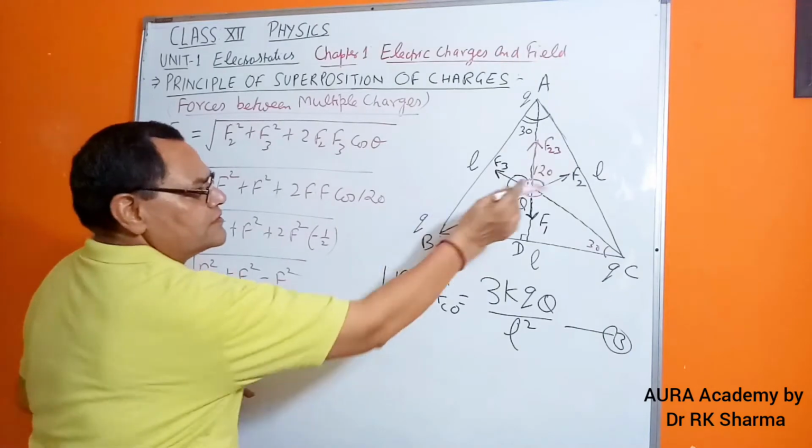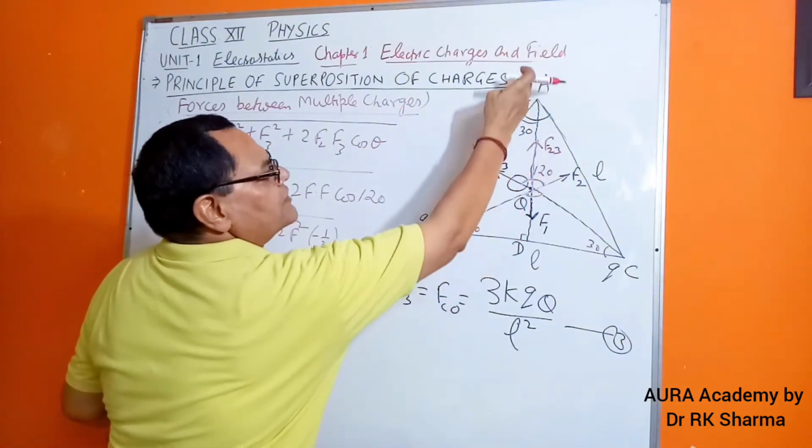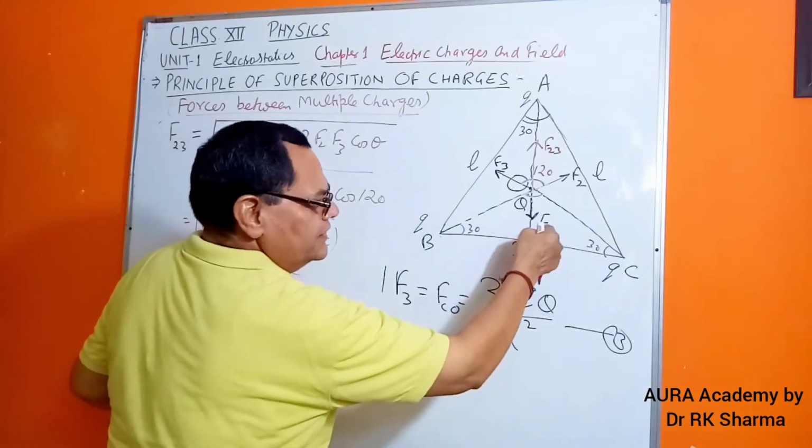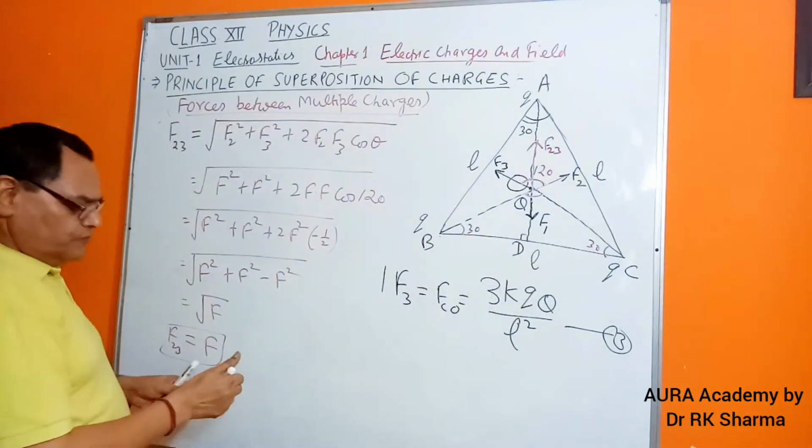Now you see, the resultant of these two forces is acting vertically upward and F1 is down, and incidentally F1 is nothing but F only. So what do you think?